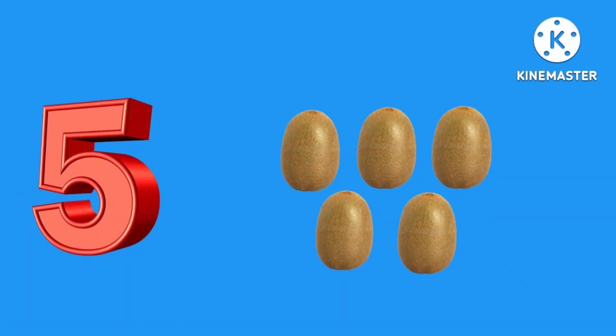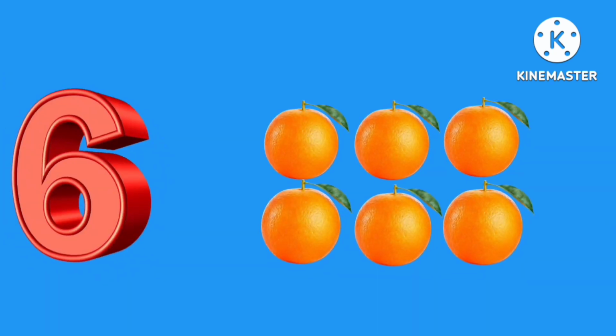5. There are 5 kiwis, 1, 2, 3, 4 and 5. Total 5 kiwis. 6. There are 6 oranges, 1, 2, 3, 4, 5 and 6. Total 6 oranges.